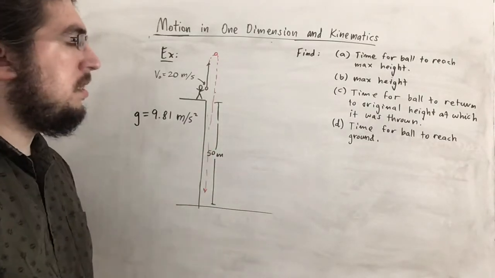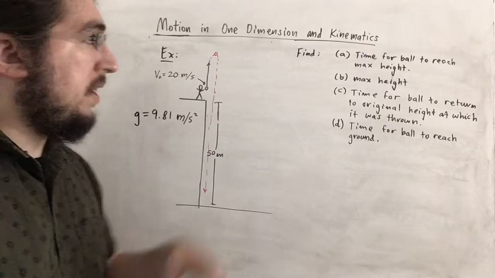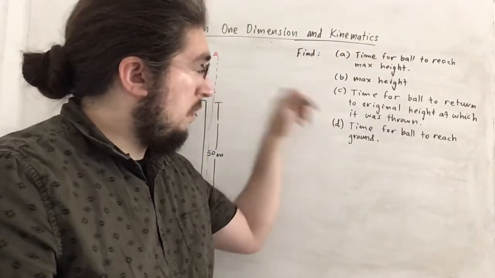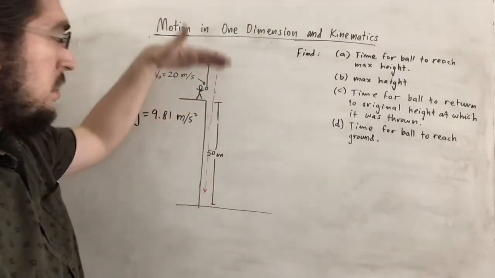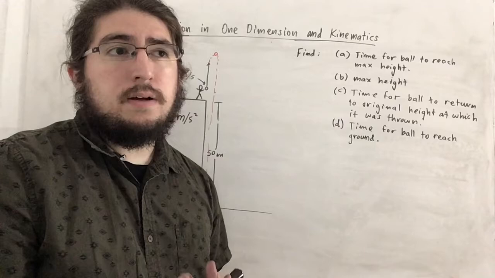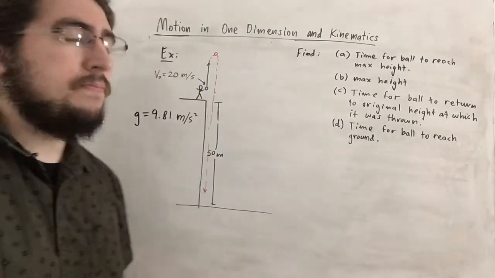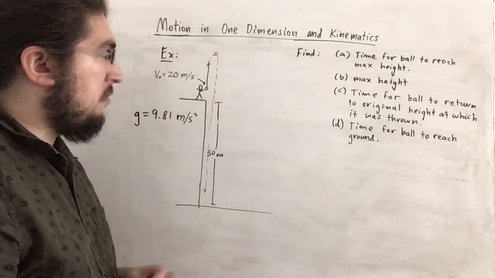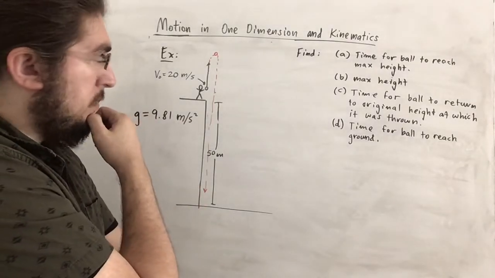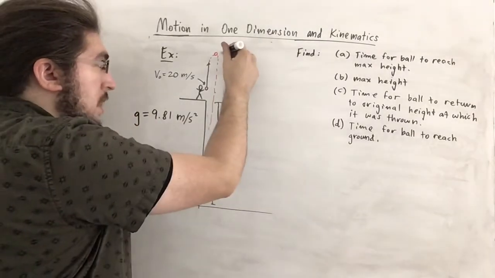So I'll use this. So now we want to find these. We want to find the time for the ball to reach max height. We want to find the max height itself. We want to find the time for the ball to return to the original height at which it was thrown. And then we want to find the time the ball will take to reach the ground. So let's see if we can do these just right now. So the time for the ball to reach max height. So the max height will be here.